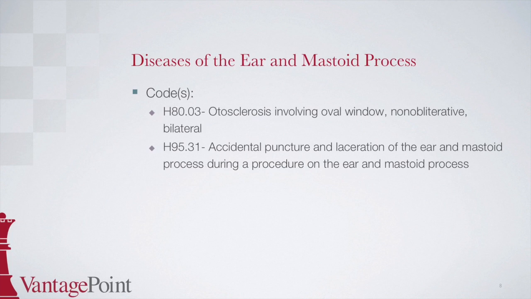The first code is H80.03, otosclerosis involving oval window, non-obliterative, bilateral. You would start by looking up otosclerosis in the alphabetic index and then locate non-obliterative indented below. Next to non-obliterative is a note which states see otosclerosis involving oval window non-obliterative.